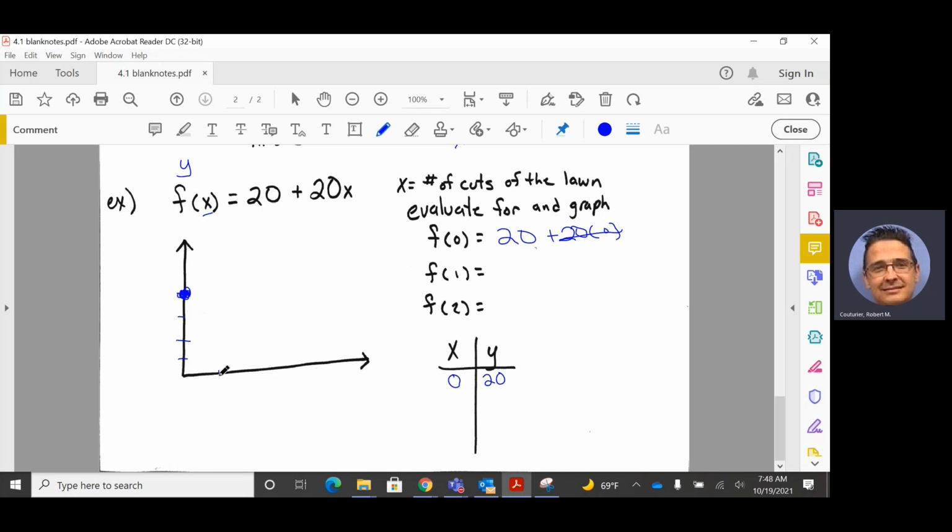And we'll do 1 cut. Let's try this one. Okay, so 20 plus 20. All right, so what? 1 times 20 is 20. 20 plus 20 is 40.